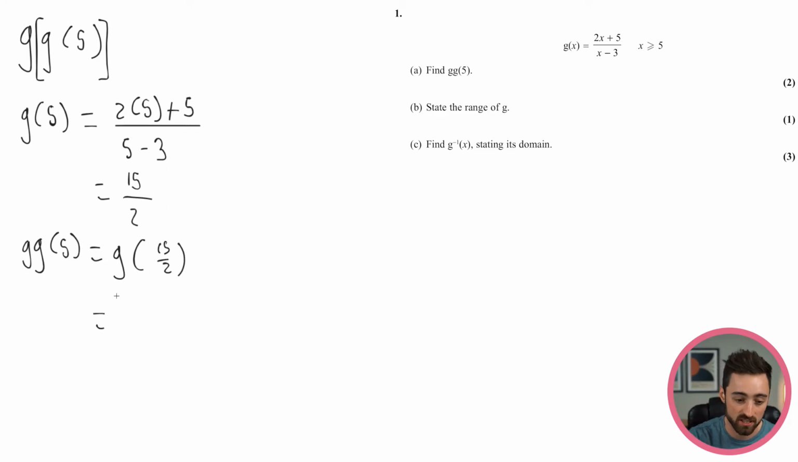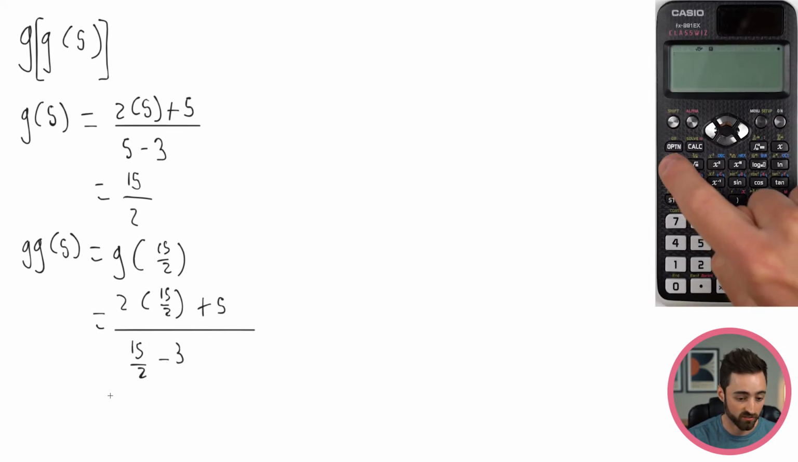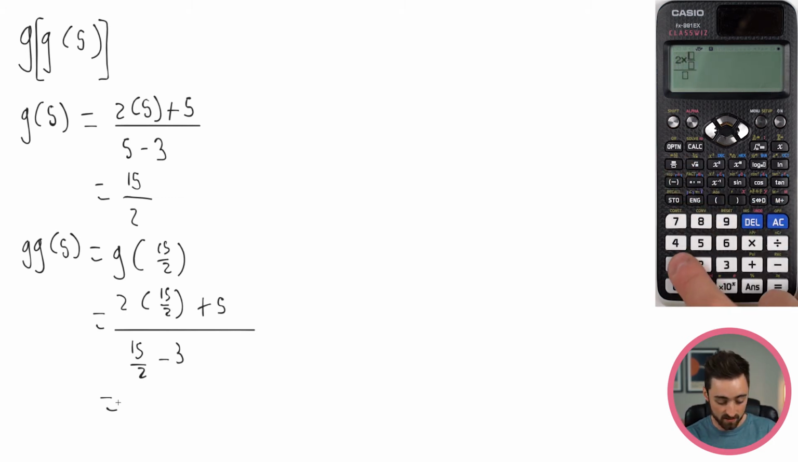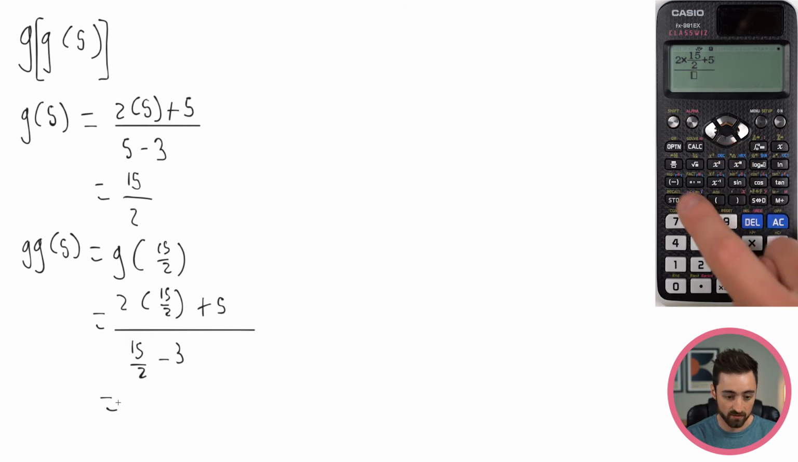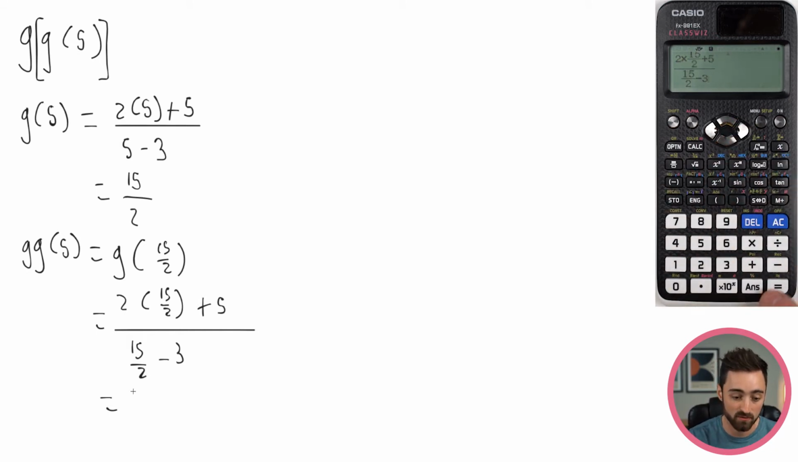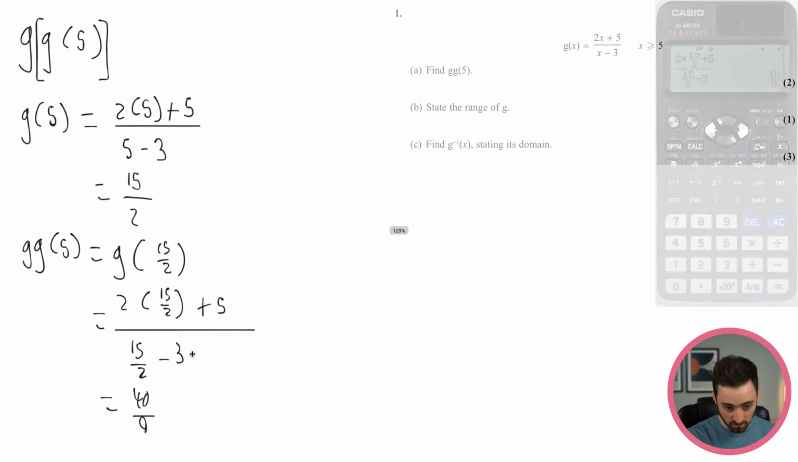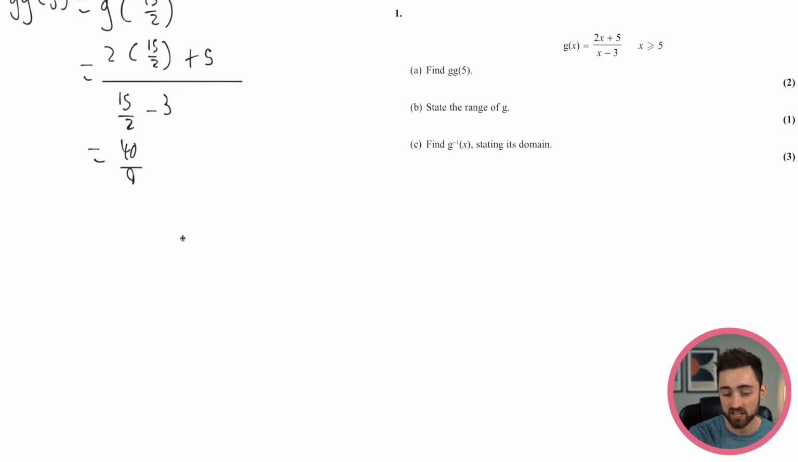So what's this going to be? This is going to be 2 lots of 15 over 2 plus 5 all over 15 over 2 minus 3. Straight to the calculator, and we got what? 2 times 15 over 2 plus 5 all over 15 over 2 minus 3. And that is going to get me 40 over 9. Cool. That's A. Okay, part B says, state the range of g.